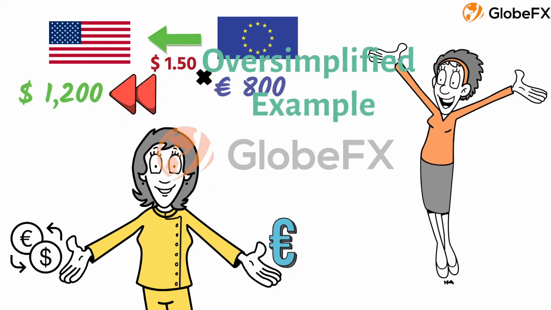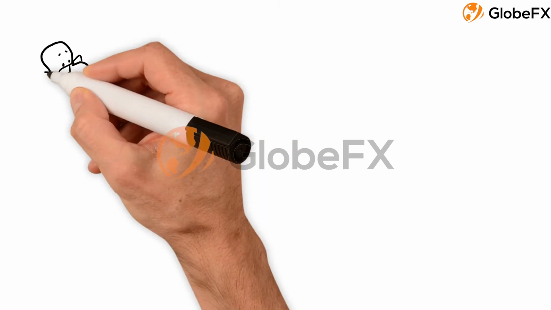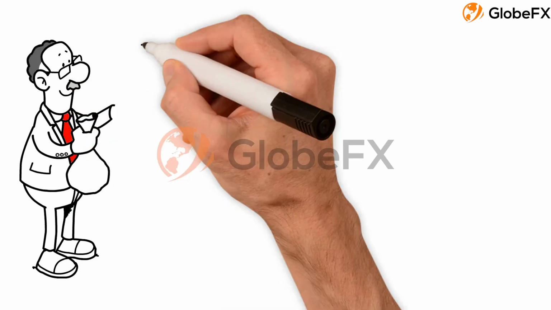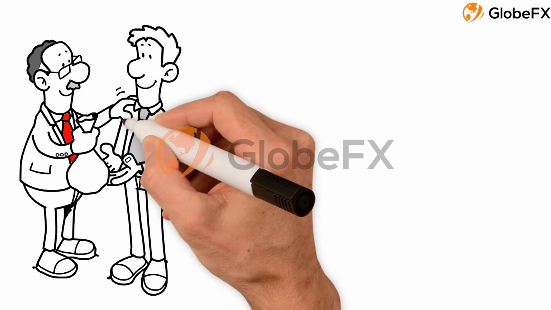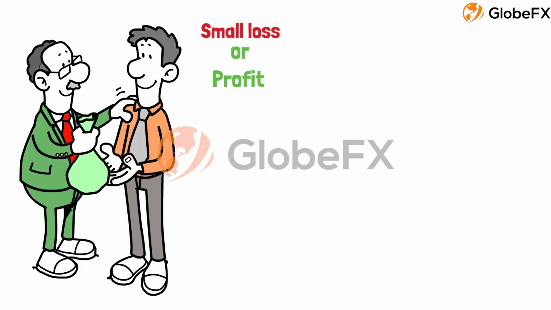This is an oversimplified example, but that, in fact, could happen. So an investor who exchanged their money at one rate as they were going to Europe and then exchanged it at another rate as they were heading back to the United States may wind up in a situation where they're either at a small loss or a profit.